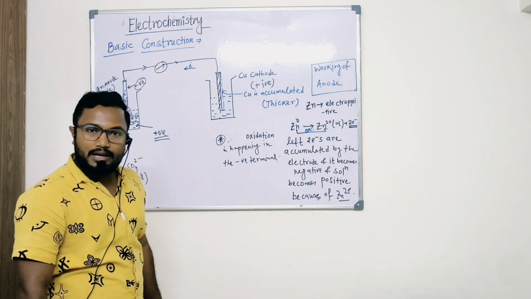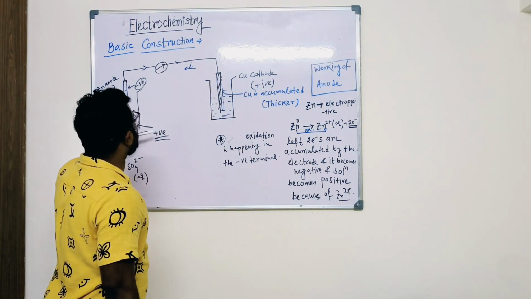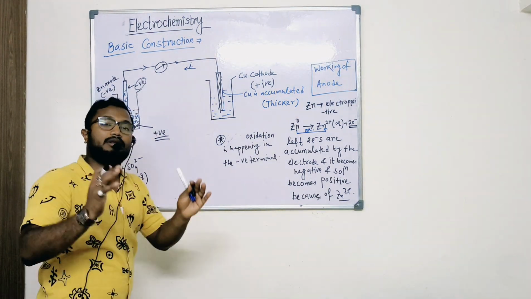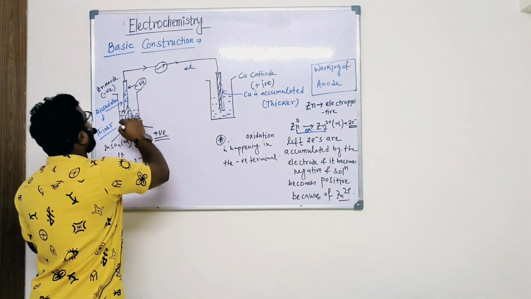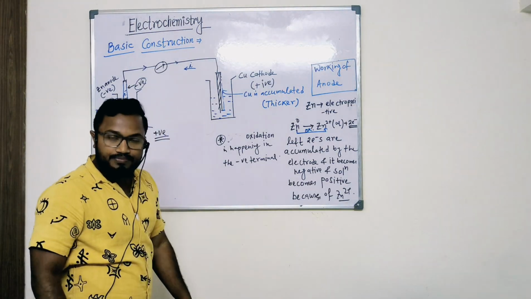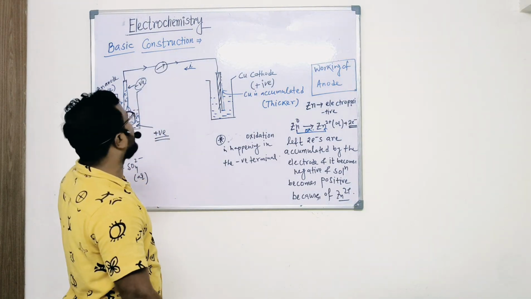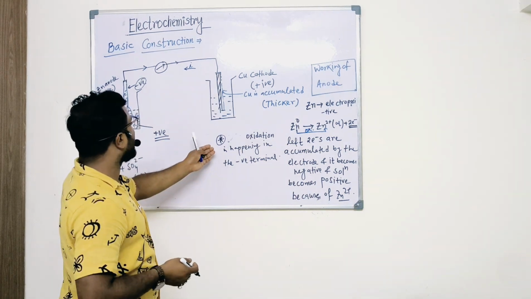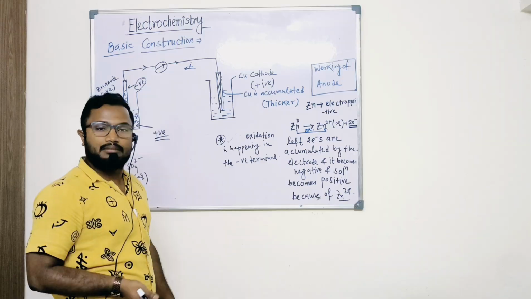Now what will happen now? As this becomes positive and the electrode becomes negative, to become neutral, it will take Zn2+ again. As a result, the whole cell stops working. So oxidation and reduction both happen simultaneously.